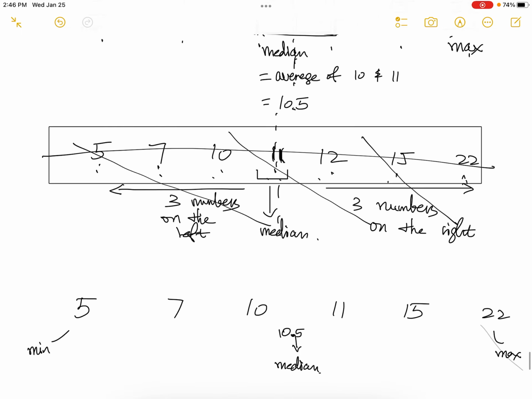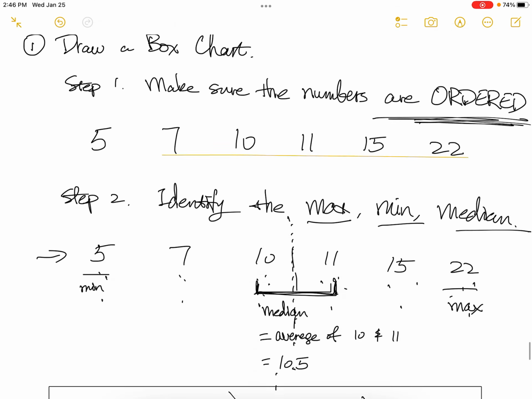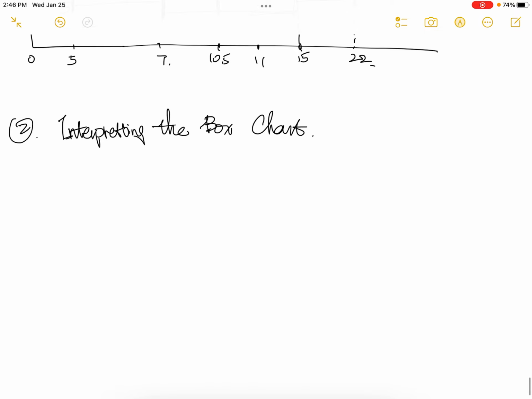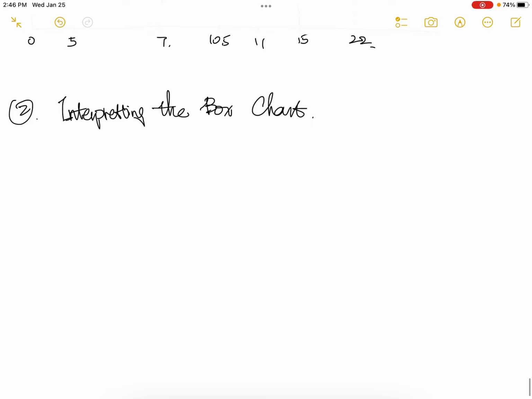And next, let's take a look at the second part, interpreting the box chart. The one key thing with interpreting the box chart is really to understand what each component of the box chart represents, and the spread or the variability, like how spread out or how condensed the box chart is.